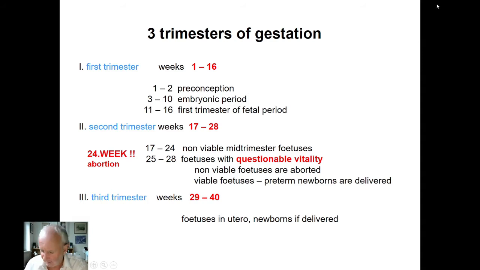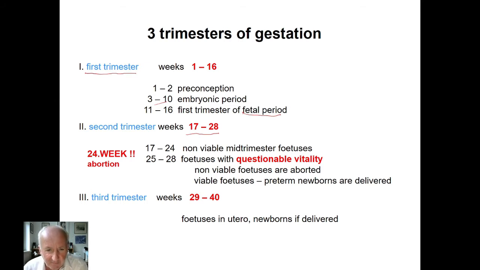Obstetrics likes to divide the whole gestation, the whole gravidity of a human, into 3 trimesters. The first trimester, weeks from 1 to 16. So logically, fertilization, and then the first week starts. And you see it's nearly to the 8th week, to the end of the embryonic development, and the first part of the fetal period, the first trimester. The second trimester is from the 17th to the 28th week.